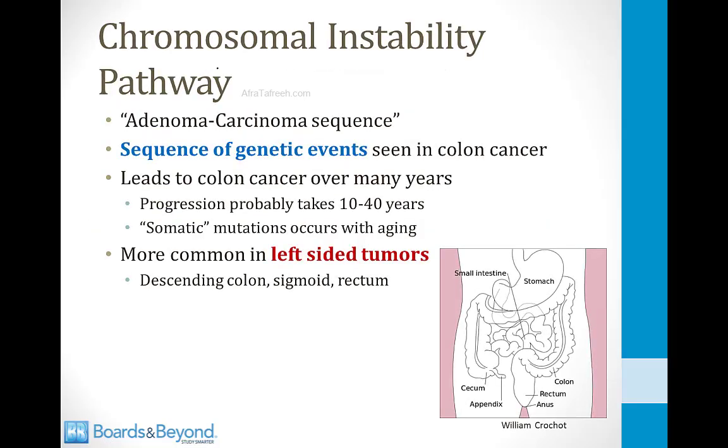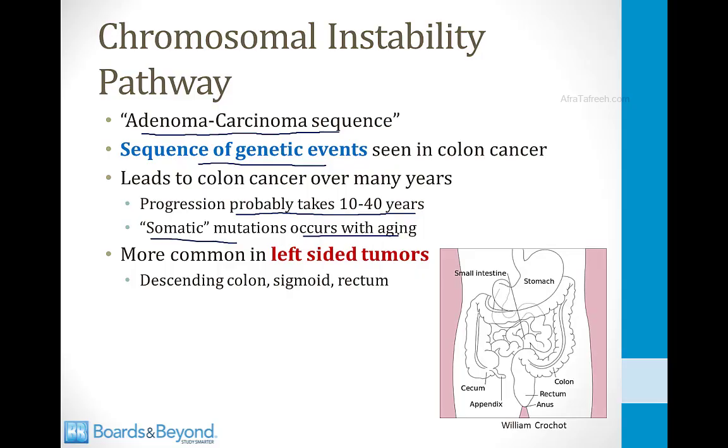The chromosomal instability pathway is also called the adenoma-carcinoma sequence, and it gets its name because it is a sequence of genetic events that occur in colon cancer as adenomas progress to develop into carcinoma. It's a series of genetic events that leads to colon cancer over many years. The progression from an adenoma to a carcinoma, the accumulation of all these genetic events, probably takes 10 to 40 years. And it's a series of what are known as somatic mutations or spontaneous mutations that occur as we age.